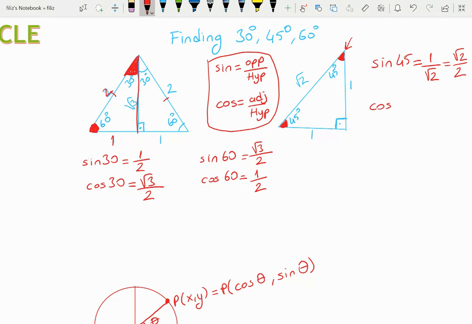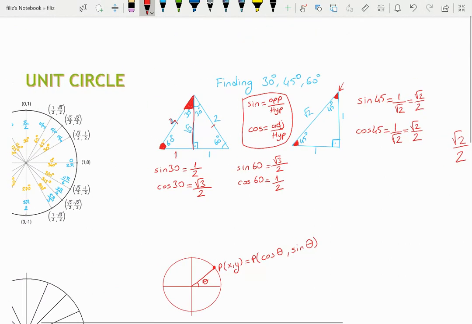And cosine, same. What is my adjacent? 1 over square root of 2. And same, square root of 2 over 2. So these are the special triangles, and we kind of remember this. And yeah, memorize them.